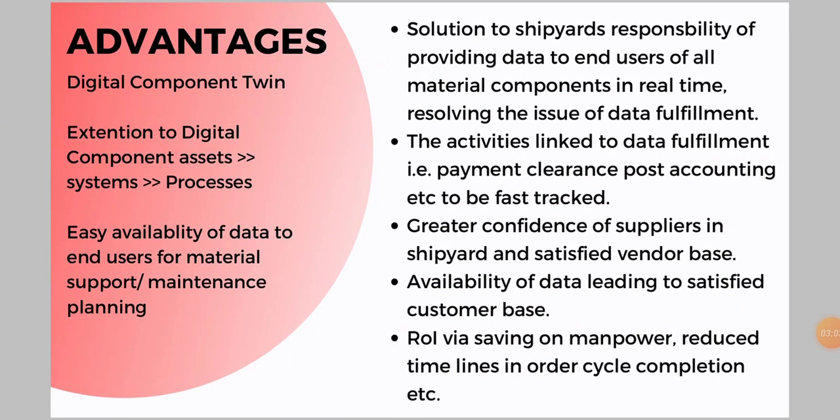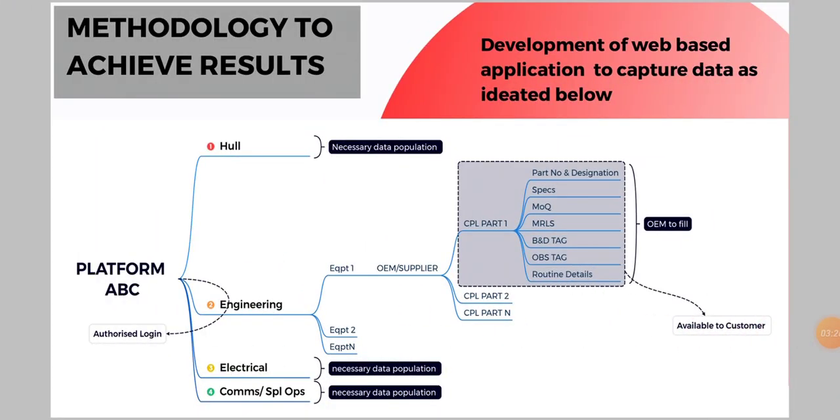There are many advantages that we can think of, and some of them are listed here. It will be a digital component twin which can be converted to a digital asset twin, and then to a digital process twin. And this data, as we have discussed, can have numerous advantages if it is used in the manner it can be. So this is the methodology that we are using.